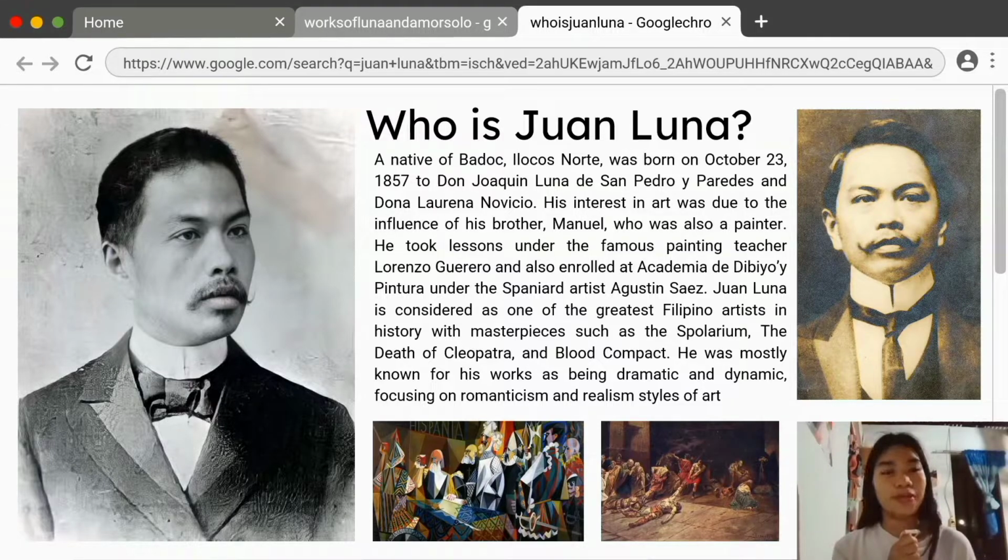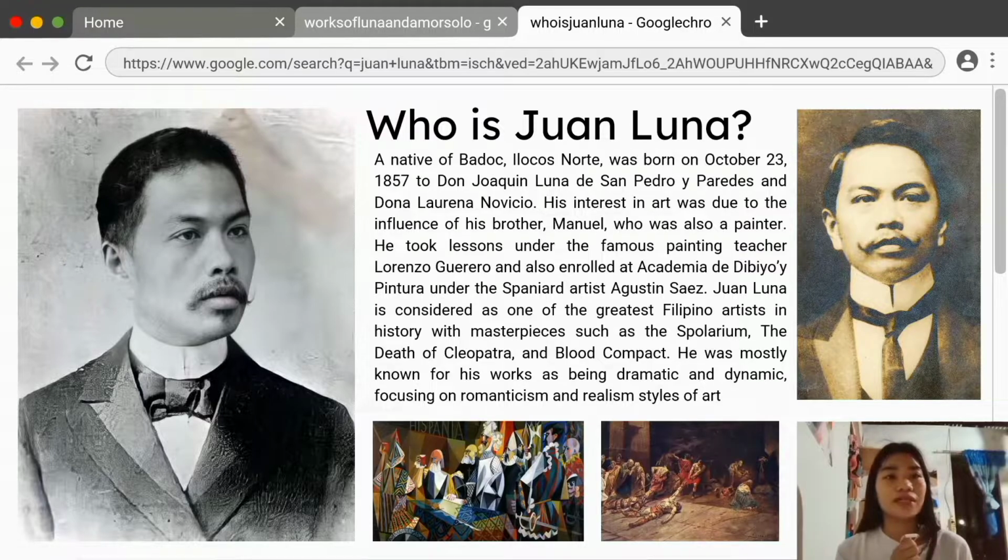Juan Luna was born in a town called Badoc, located in the northern Philippines. When he was 4 years old, his family moved to Manila, where he later attended the Ateneo Municipal de Manila and earned his bachelor's degree. After graduation, Luna took coursework at the Academy of Fine Arts in Manila. During his studies at the academy, he was influenced by the artist Lorenzo Guerrero and the Spanish artist Agustin Saiz, who advised him to go to Spain and continue his studies.